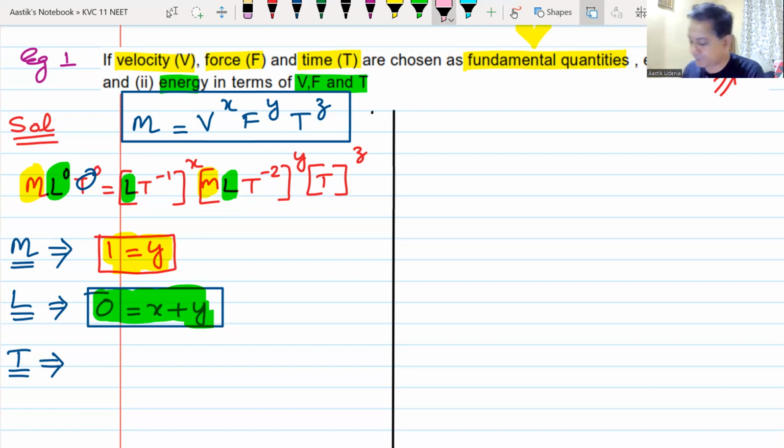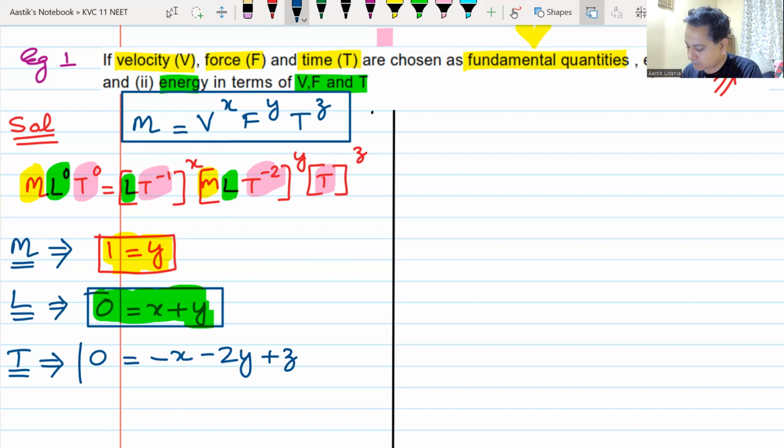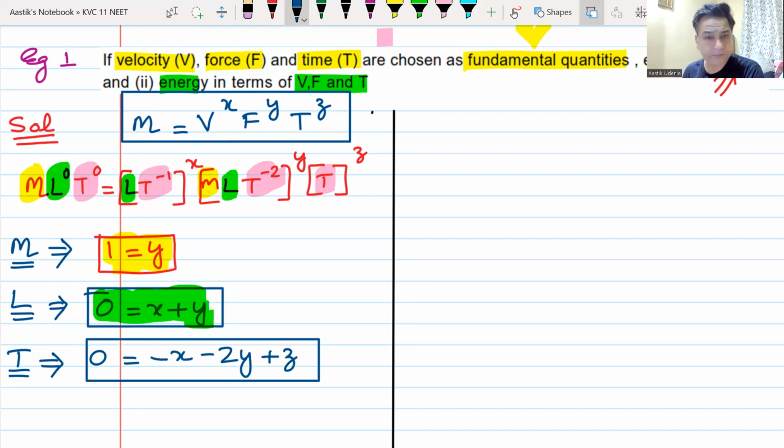What's happening here? Okay. T on the left hand side and T on the right hand side. And as you can see, on the left hand side, we have 0. On the right hand side, we have minus x minus 2y plus z. That is your pink equation.